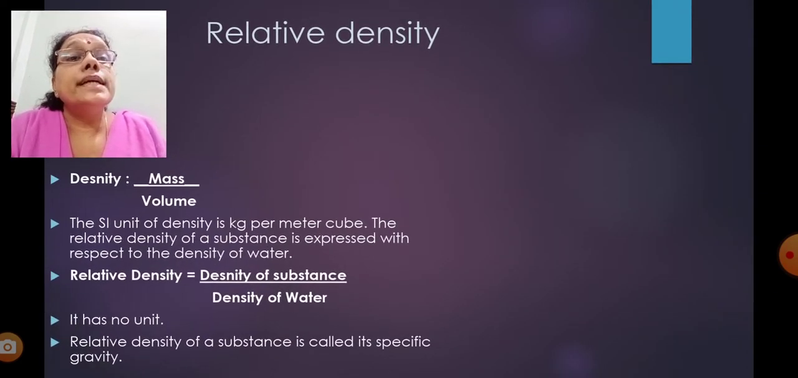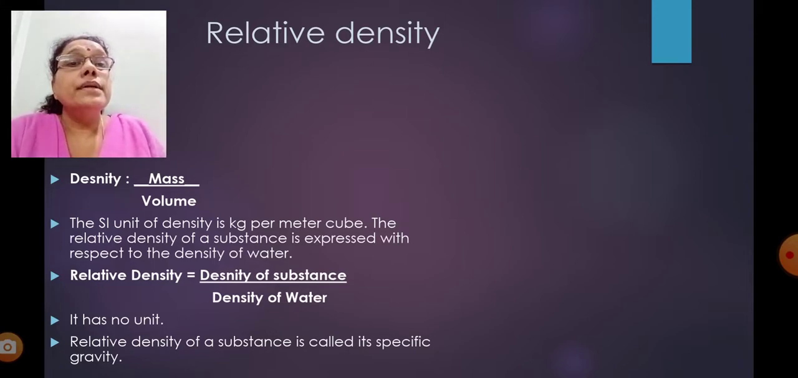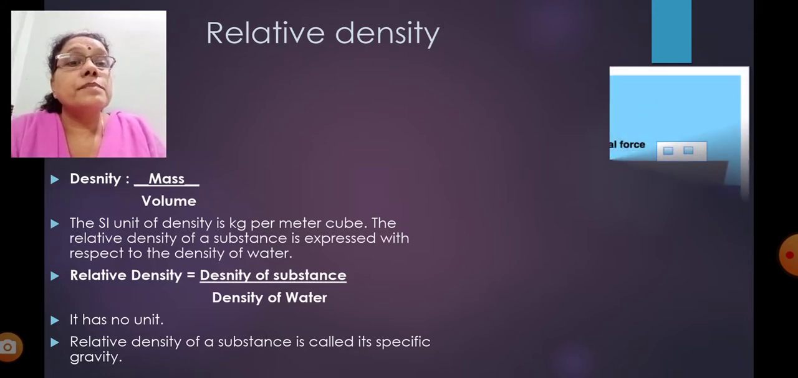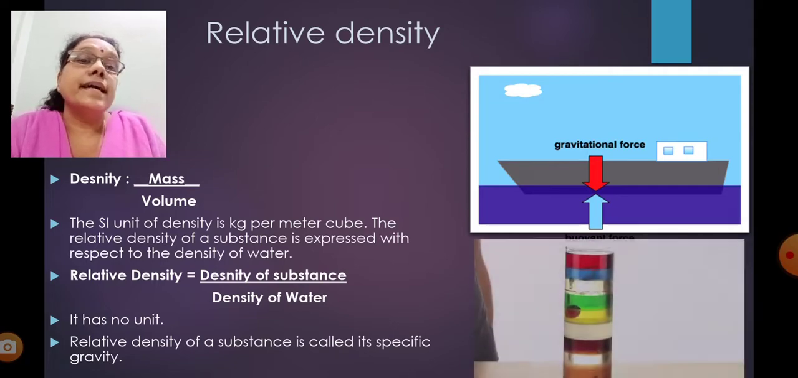Next is relative density. Density is equal to mass upon volume. The SI unit of density is kg per meter cube. The relative density of a substance is expressed with respect to the density of water. Relative density is the density of the substance upon the density of water. It has no unit. The relative density of a substance is called its specific gravity.